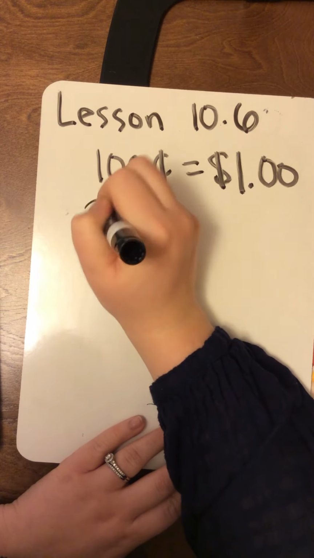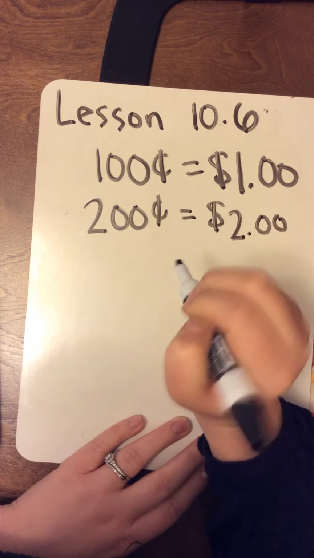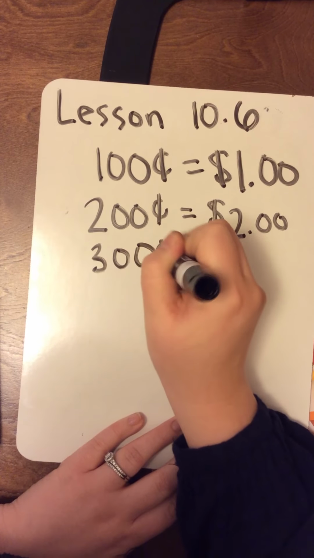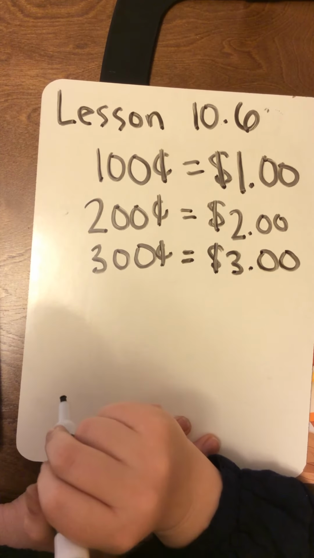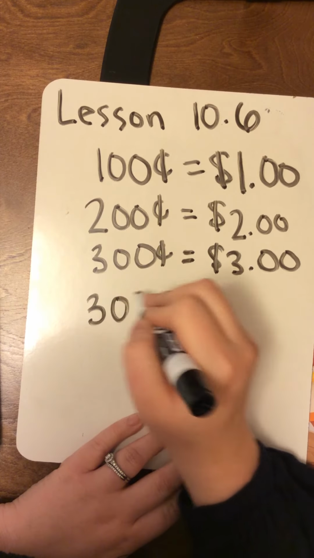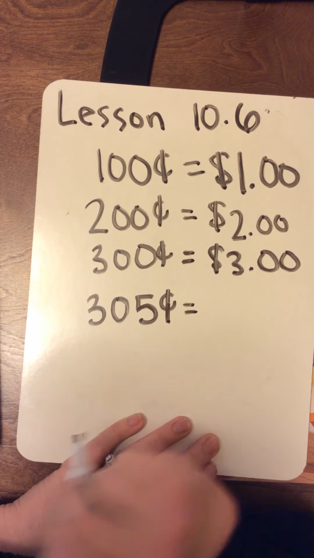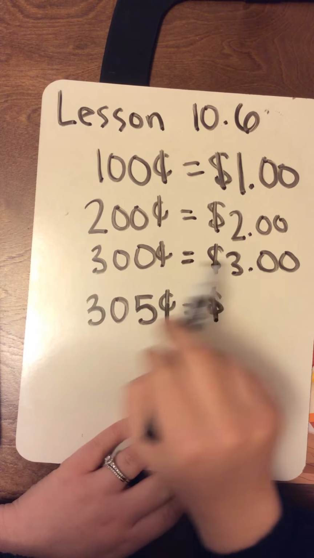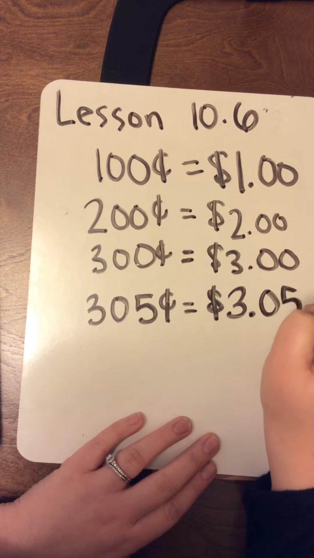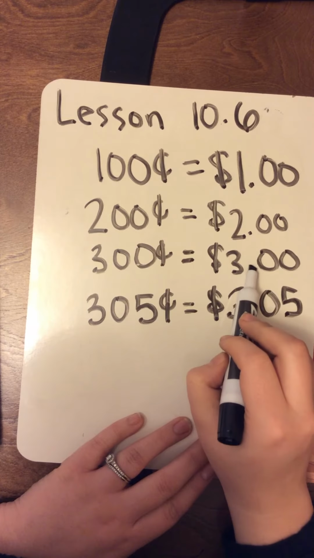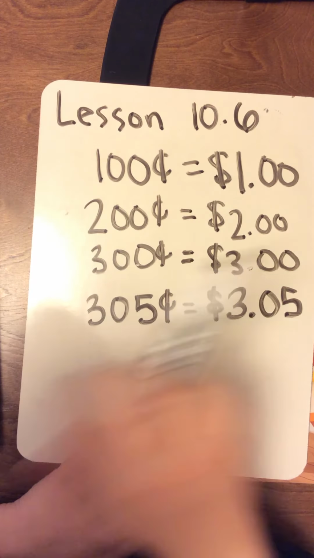So now, what if I told you 200 cents equals $2? What would you think 300 cents would equal? Right, $3. Good. Now, what if I had 305 cents? Let's look. We put 305. So let's see. $3.05. So I just put that decimal point in 2 from the right. Okay.